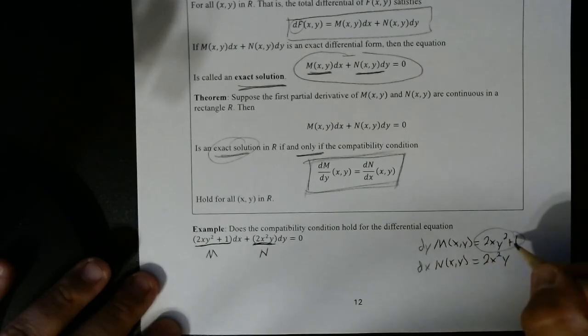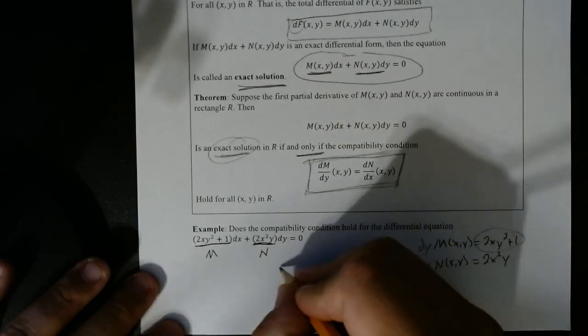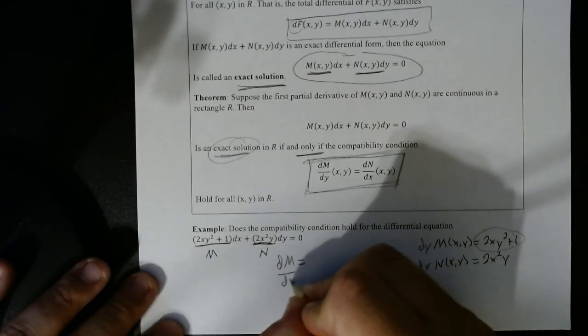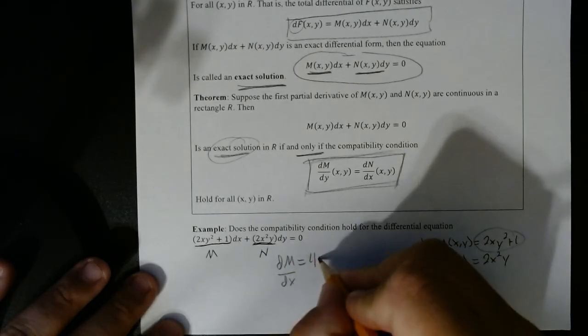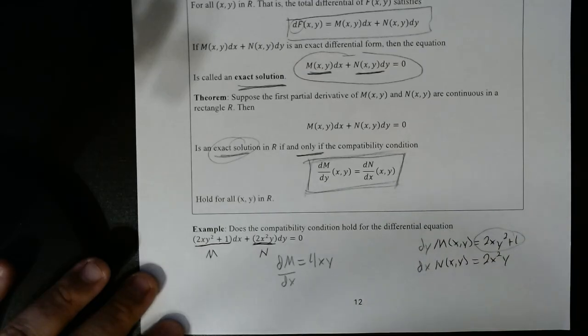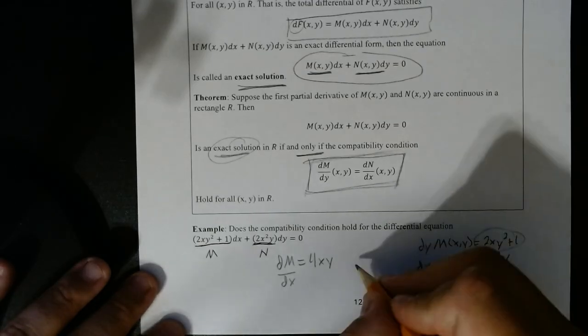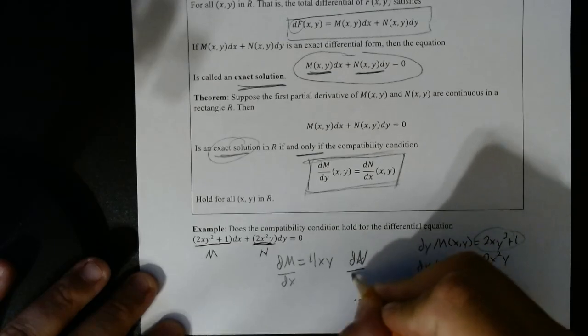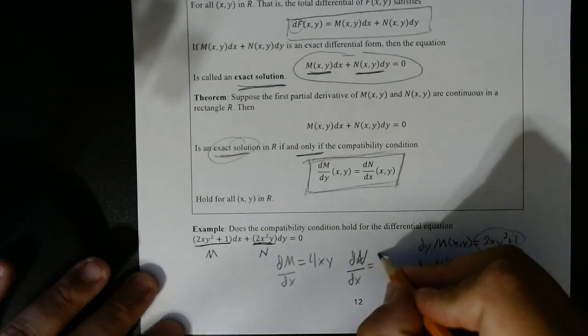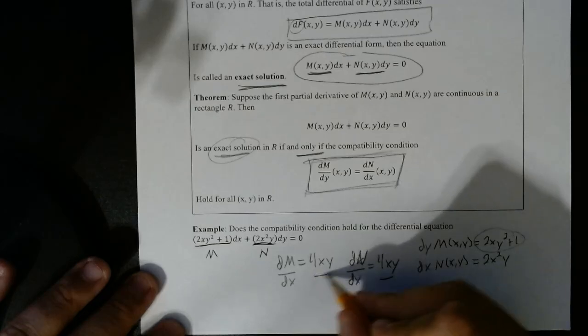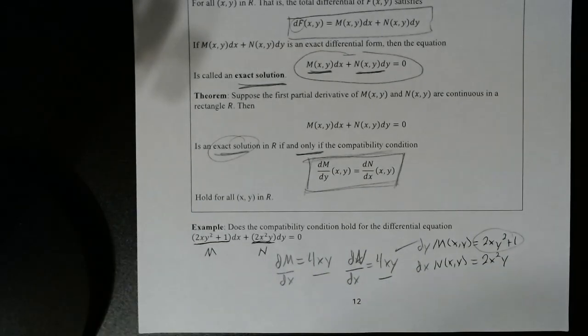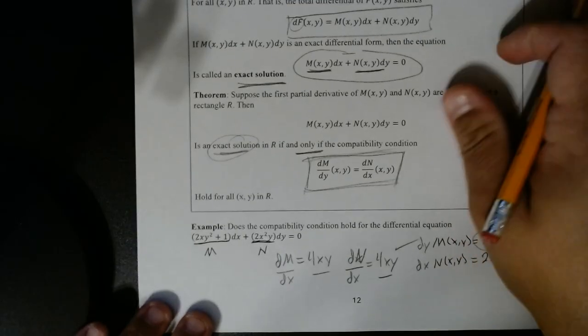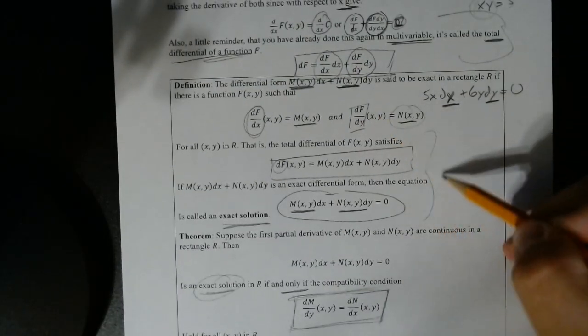Again, with respect to y means x is a constant. So this is going to be 4xy, and the 1 just goes away. Take the derivative with respect to x, and look at that. The condition actually holds. If we want to actually solve for this, we can do that, but for now it was enough just to show that it's compatible. Now let's see how this actually works out. How do we actually solve for this type of situation?